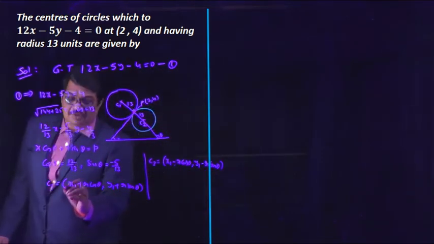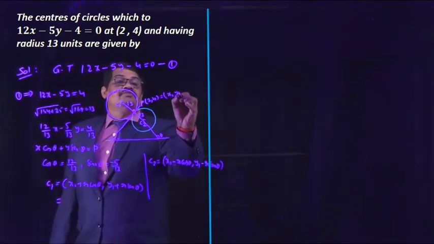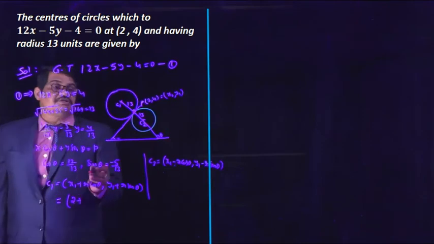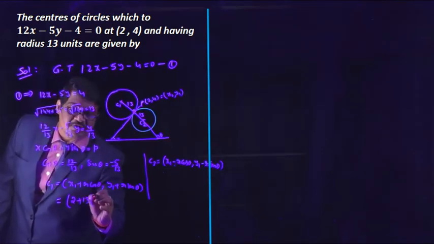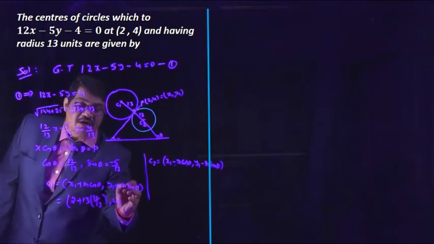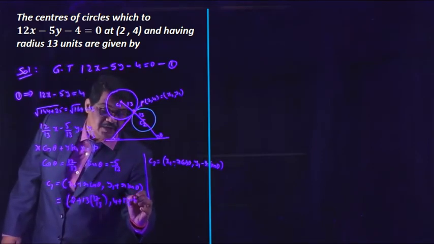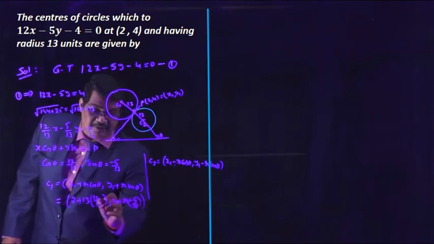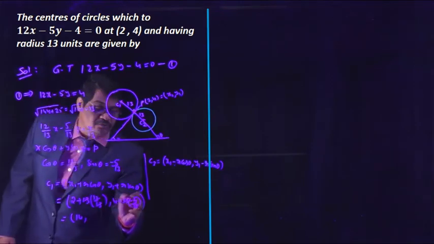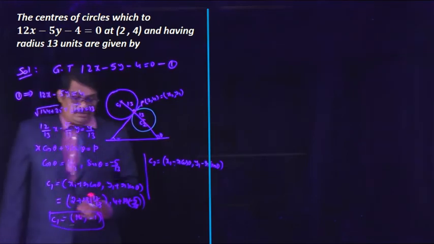Now we have to substitute here. What is x1, y1? We take the coordinates of P as x1, y1. What is x1 here? 2, plus r, which is 13, times cos theta, 12 by 13, comma y1, which is 4, plus r, 13, times sin theta, minus 5 by 13. 13 will cancel. We get 12 plus 2, that is 14, and 4 minus 5, that is minus 1. Center C1 is (14, minus 1).